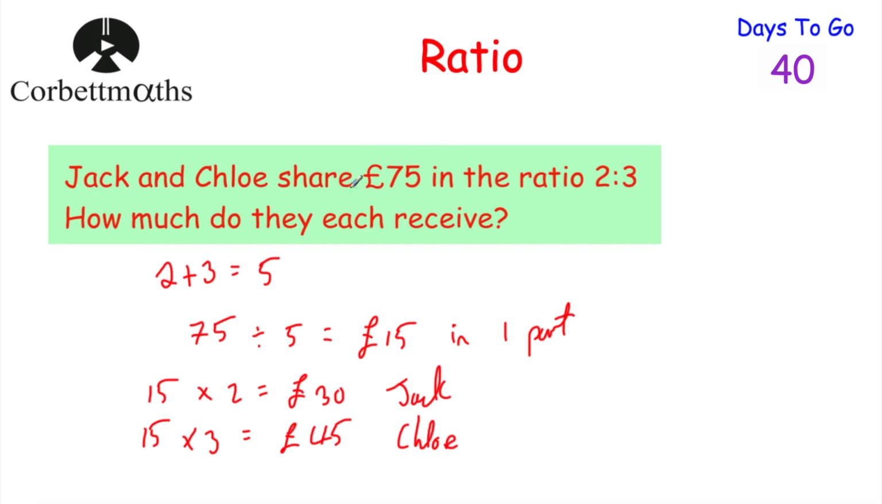So just to recap, if you've got a quantity that you want to share in a given ratio, you just add together the parts in the ratio. So 2 plus 3 is equal to 5. You take the amount of money or whatever you're sharing and you divide that by that answer. So you do 75 divided by 5, which is equal to 15, and that tells you how much money is in one part. Then you just multiply that by each of the parts in the ratio to find out how much each person gets, and that's it. Okay, let's have a look at a question now.